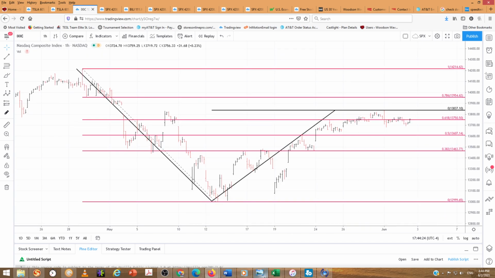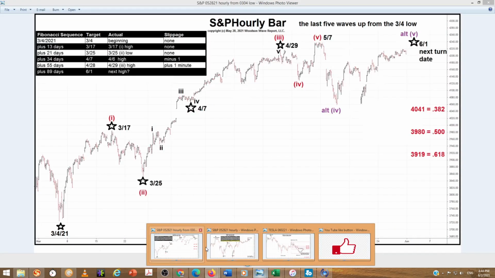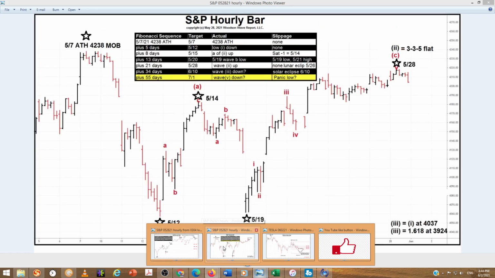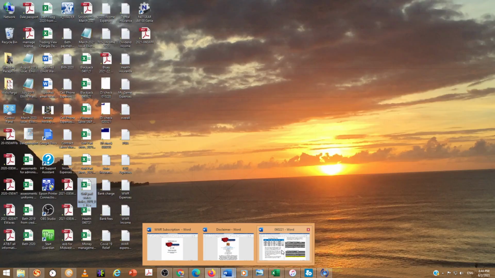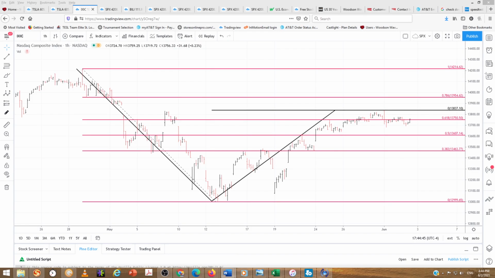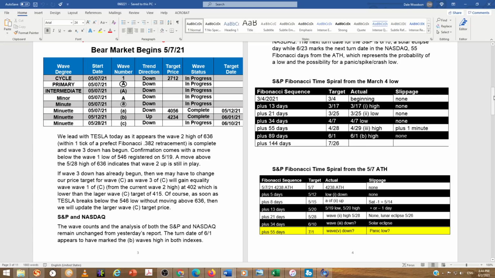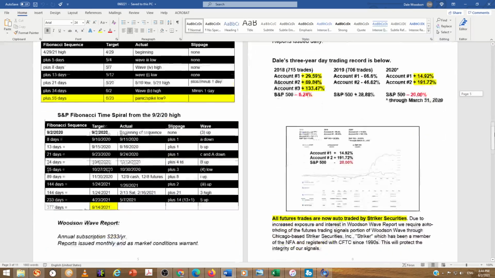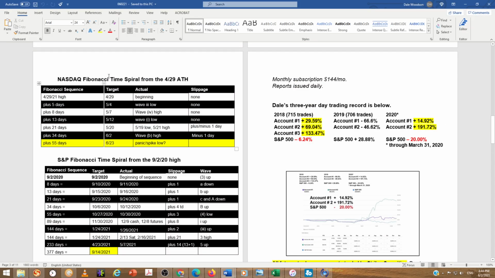I think I have the NASDAQ schematic up here. This chart may be, no, I don't. I have the hourly on the S&P. Well, we know that we had a turn date here on 6/2 in the NASDAQ. Let me just look here, see if I can find this on my report here. I'm going to get this over here, guys. Let's see what we have here. I think I have that NASDAQ schematic. There it is there, right here, the NASDAQ.